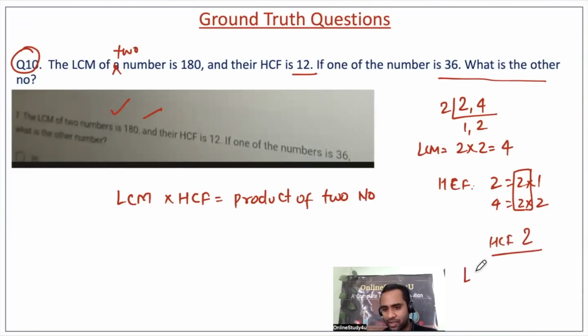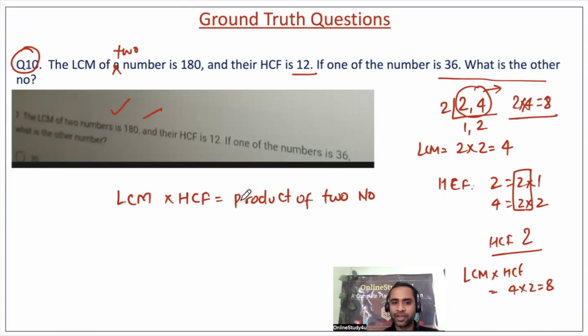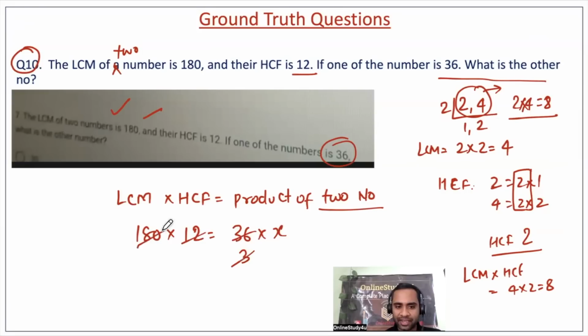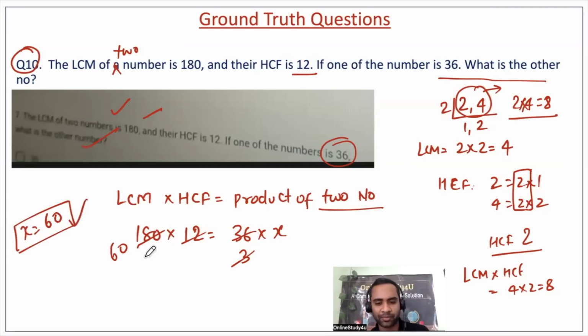Now friends, if we multiply LCM into HCF, what will we get? 4 into 2 is 8. That means the product of the two numbers we had taken, 2 and 4. So LCM into HCF will be the product of two numbers. Now LCM is 180 and HCF is 12. One number is 36, another number we will assume X. So 12 times 180 is 2160, and dividing by 36, the other number is 60. So 60 will become the answer.